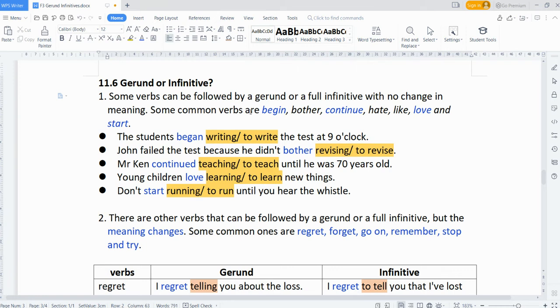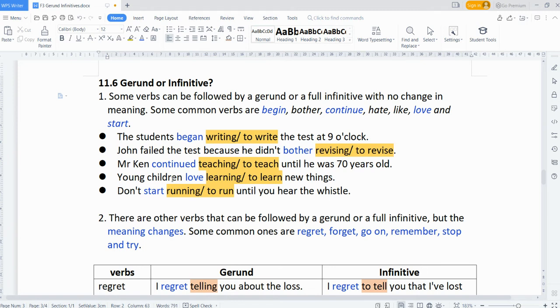Some common verbs are begin, bother, continue, hate, like, love, and start. Let's look at some of these examples. The students began writing. The students began to write the test at 9 o'clock. These two sentences mean the same. John failed the test because he didn't bother revising or he didn't bother to revise. Mr. Ken continued teaching. Mr. Ken continued to teach until he was 70 years old.